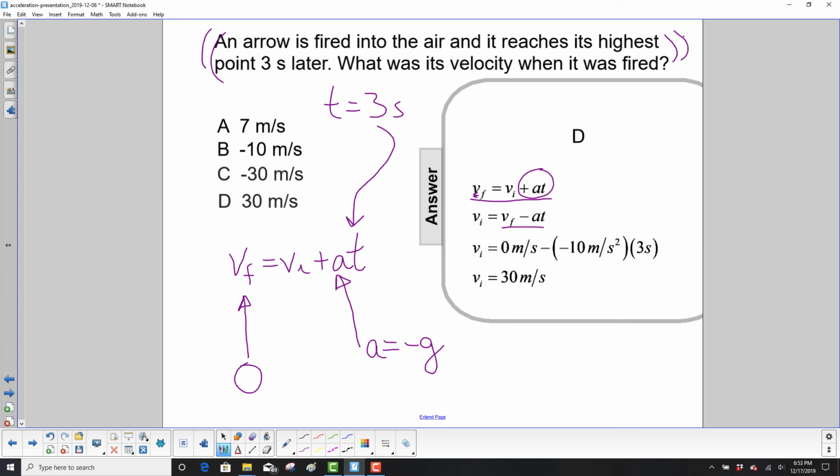So then our V initial is equal to final velocity, which is 0. You're at the peak. Minus comes in because the AT was put on the other side. But it's minus 10 meters per second squared, right? Negatives will cancel out. You'll get a positive number times 3 seconds. And we get an initial velocity of 30 meters per second. It's good that it's positive because it shot up in that direction there, the positive direction.